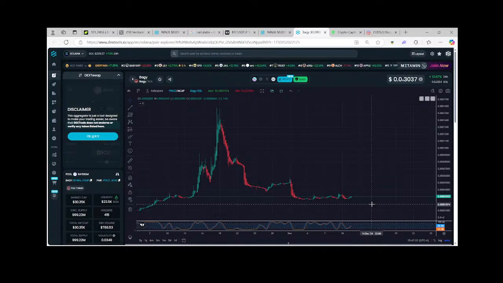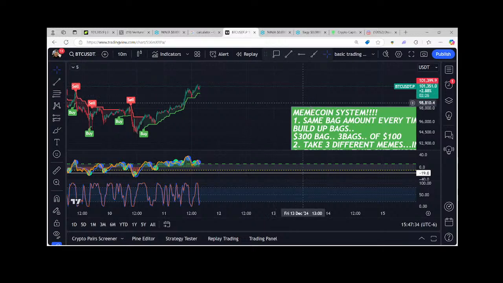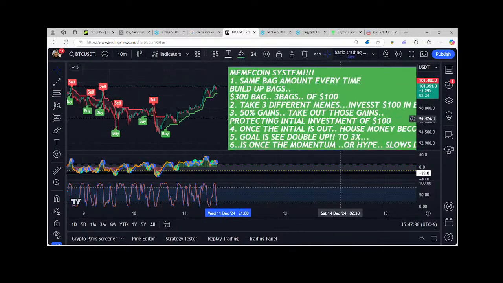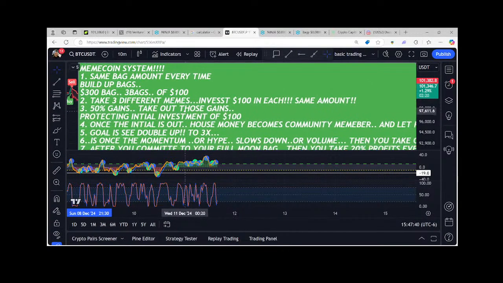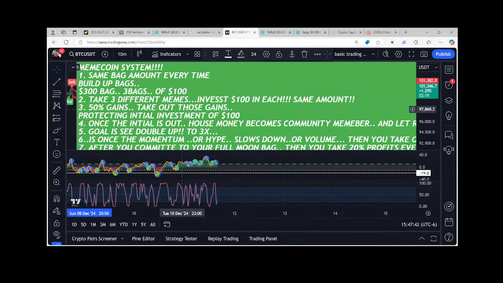Today was more about breaking down the system of how to start trading with your bags properly and using the meme coin system so that you can be successful at trading. First thing you need to do is understand this system right here so that you can actually be profitable, right? The next part of this is ways to bring in more money, which we'll show you in the trading side.